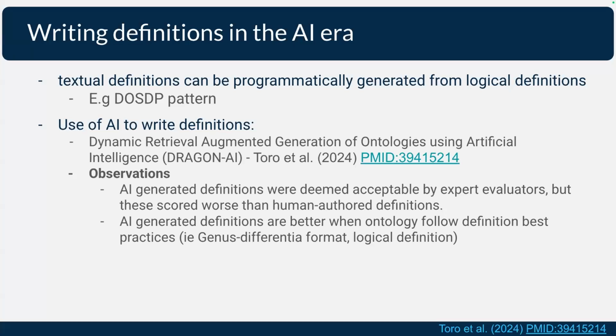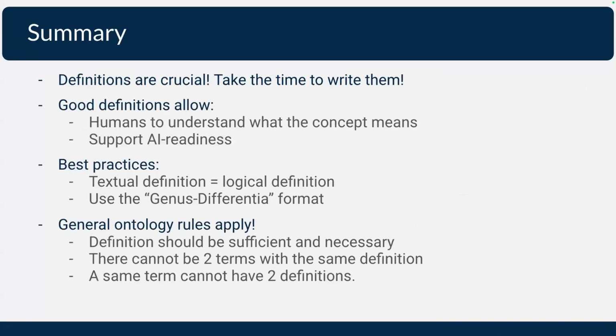So what we realize also is that if your ontology really follows the best practices in writing definitions, then AI does even better. So yes, AI and writing definitions, we can have a whole discussion about that, but not now because we're running out of time. So in summary, I'm getting there.